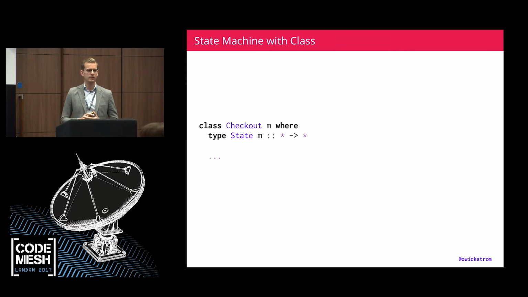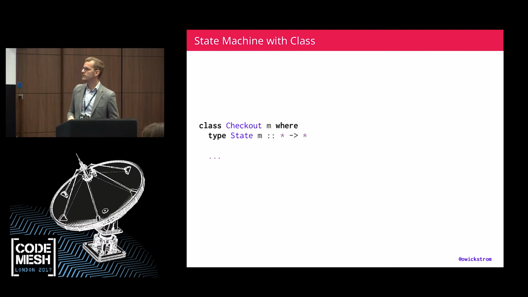How many know the star to star notation and kinds in Haskell? Okay, a bunch. So if you don't know what this is, you can think of it as like a type level function, describing a type constructor. Star is basically type. So it's a function from type to type. And so the state of M will be some type constructor with one argument.